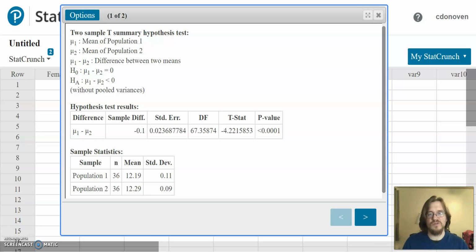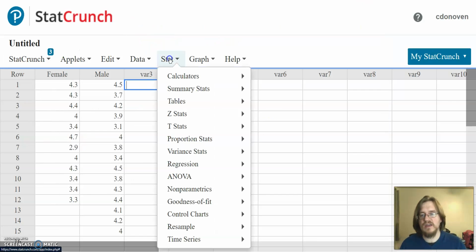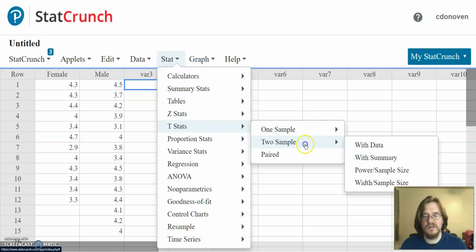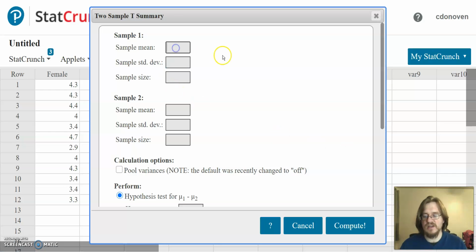The very last thing that we'll do is to do the same thing, except we will create a confidence interval. So again, we're looking at means, so we're looking at t statistics, 2 samples, and we only have the summaries this time. So the means were 12.19, the standard deviation was 0.11, and we had 36 cans of Coke. It had, on average, 12.29 ounces of Pepsi with a standard deviation of 0.09 and 36 cans of Pepsi.